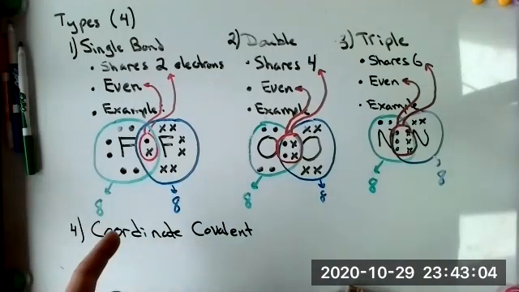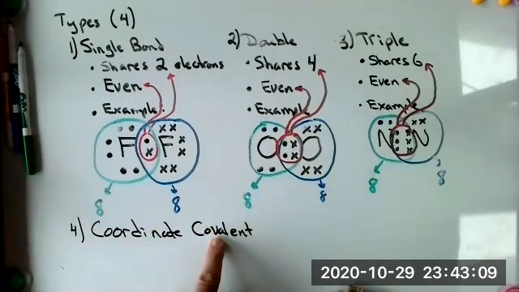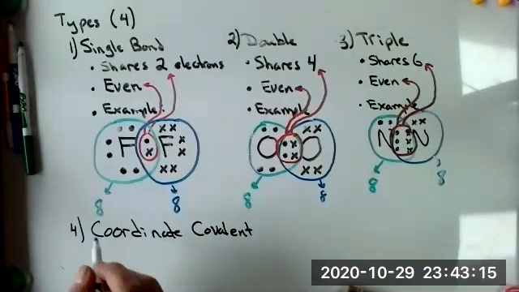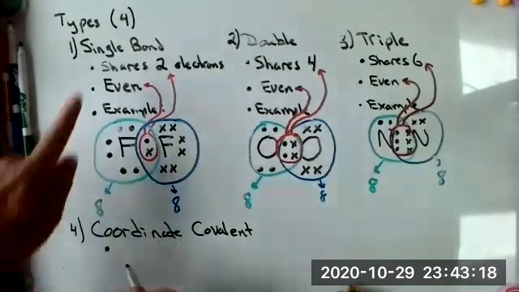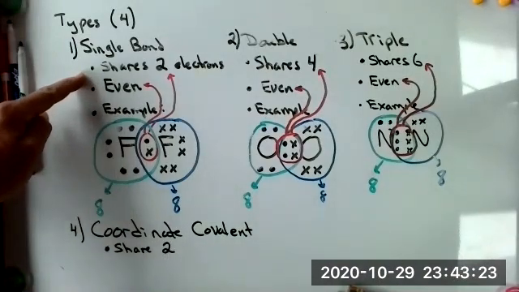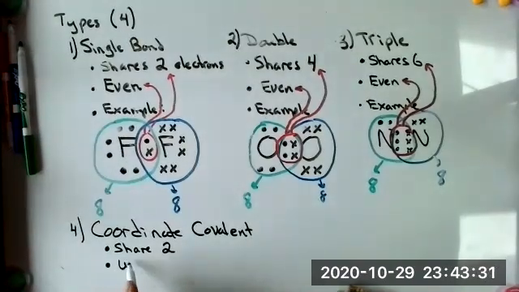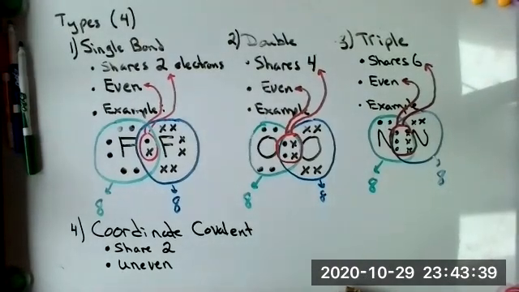So in number 4, there is a very special spot where some sharing is taking place. And it's a special type of sharing. So let's see. I want to keep it the same order. So shares, and it's still going to be 2 electrons. And here's where it changes. It is not even between the 2 atoms. It is uneven. Which again, it's not going to make much sense until I show you, which I'm going to show you right now. Let's just do this. Let's get this example.